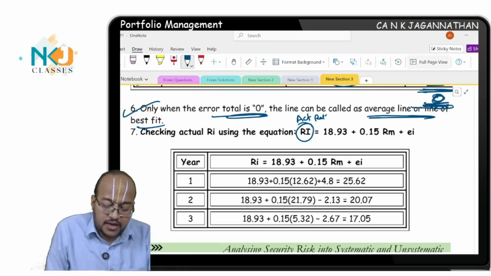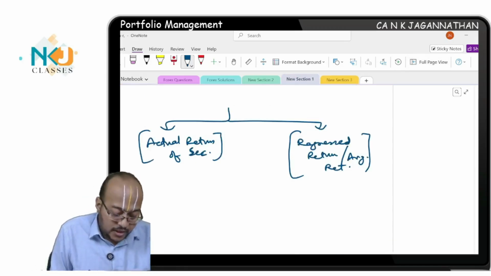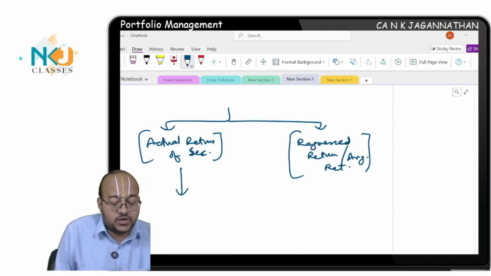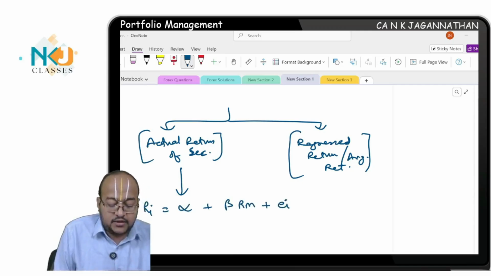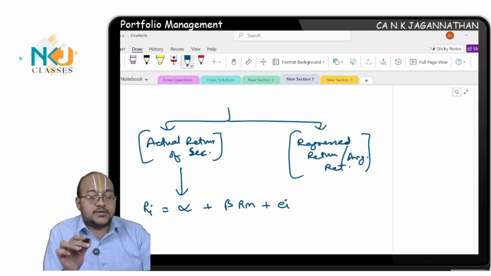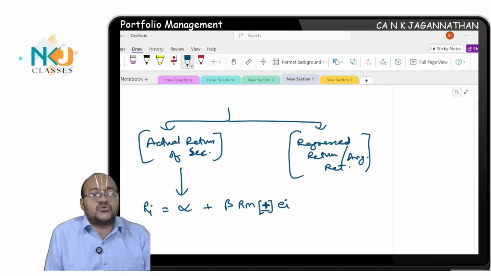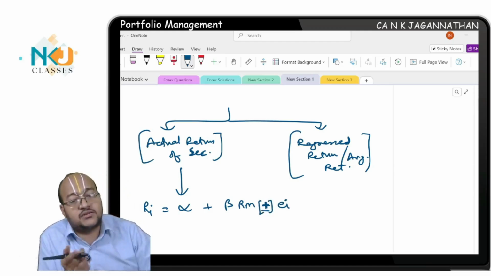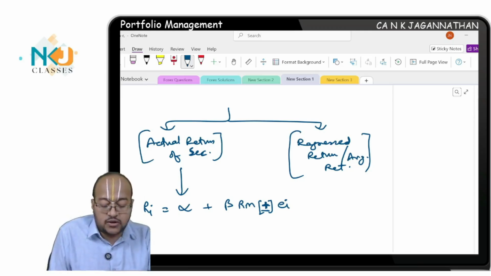Now what is happening? I am forming an equation, Ri, return of the actual security, is equal to... what is the formula for actual return? Ri is equal to alpha plus beta into Rm plus ei. Error term I will include. Are you all understanding? This becomes plus or minus. Why? Because if it is positive, you will add. If it is negative, you will reduce. Error term can be positive as well as negative. Both the illustrations I have given. Right? So this is the actual return formula.